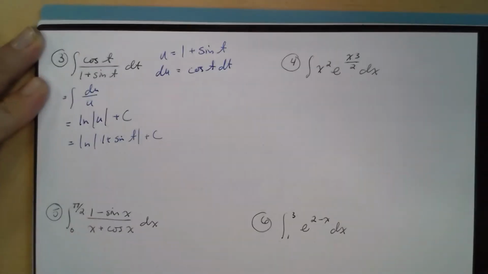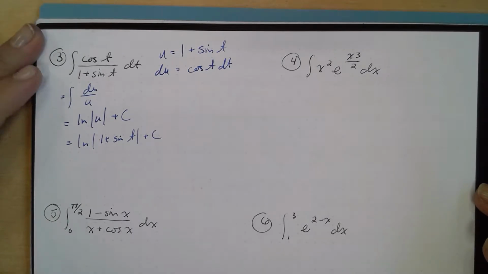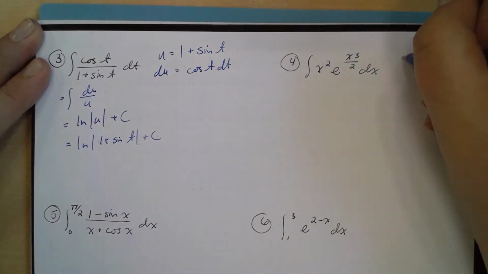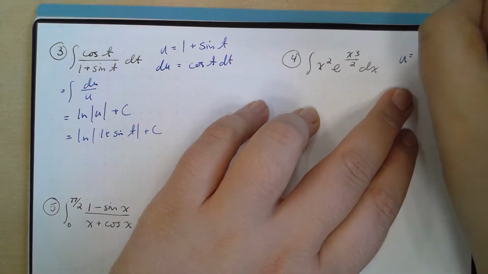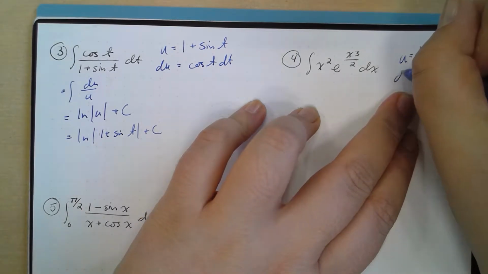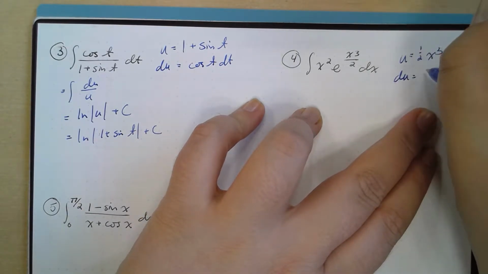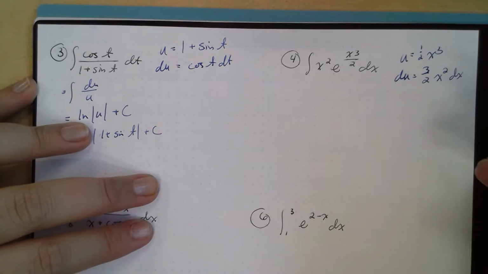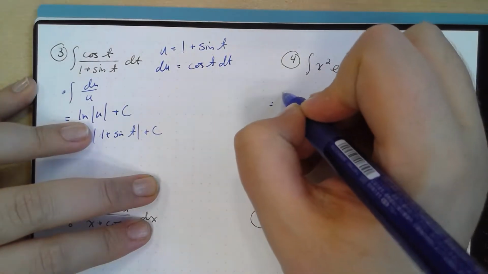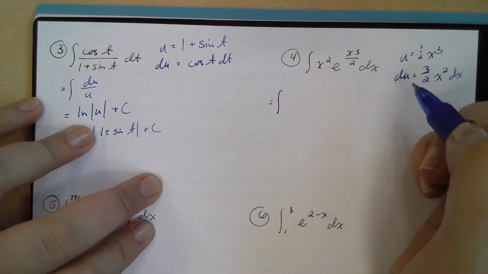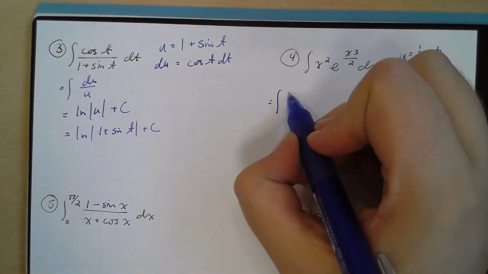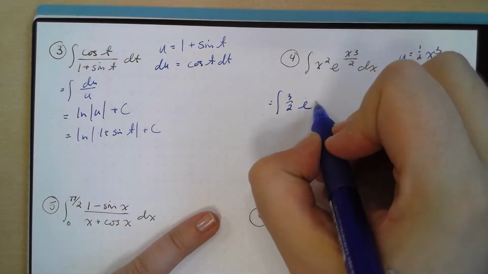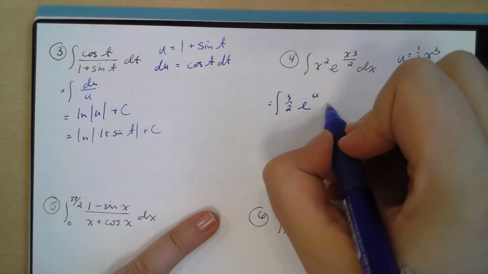Nothing fun like e, right? Why did it get all fuzzy? Zoom in. There we go. x squared over e to the x cubed over 2. Quite a complicated thing. I'm going to set u equal to 1/2 x cubed. So du is equal to 3/2 x squared dx. So I can rewrite this as the integral of x squared dx I've got there, so I'm going to have 3/2 times e to the u times du.